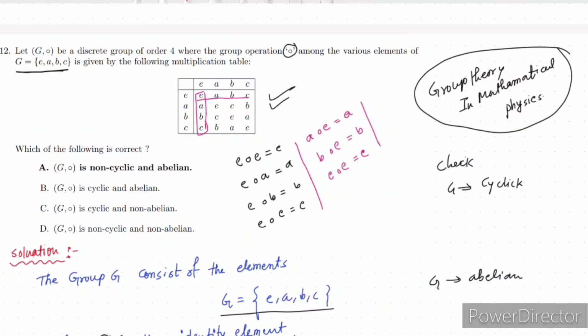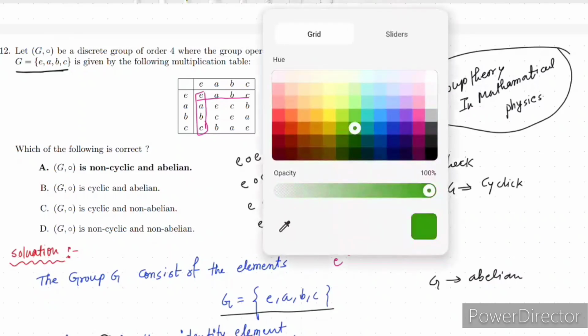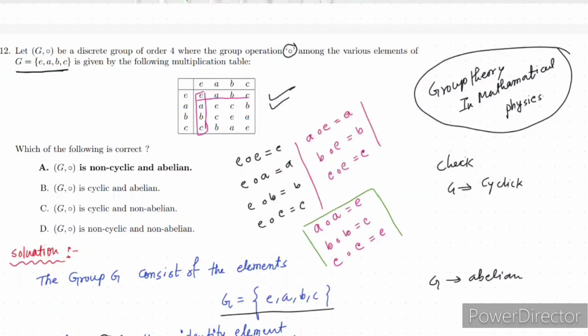Again from this multiplication table, A multiplied with A we get E, B multiplied with B we get E, and C multiplied with C we get E. So these are the important results we get from this multiplication table.